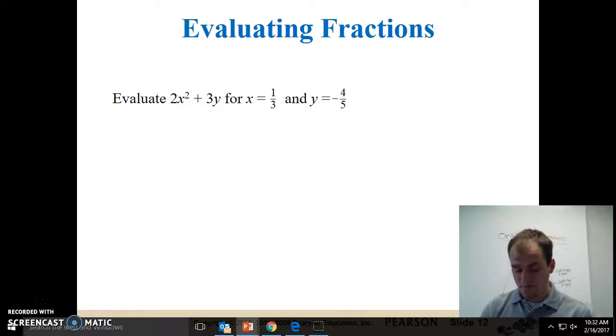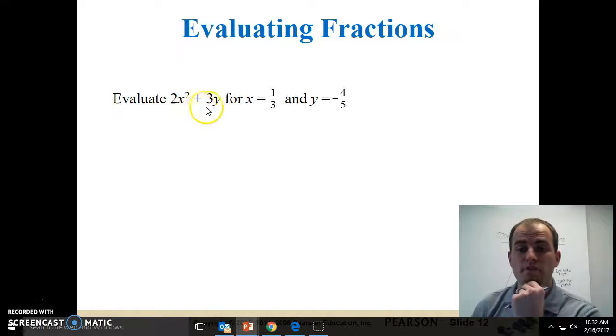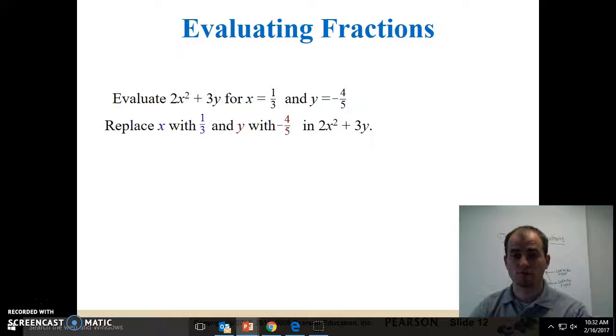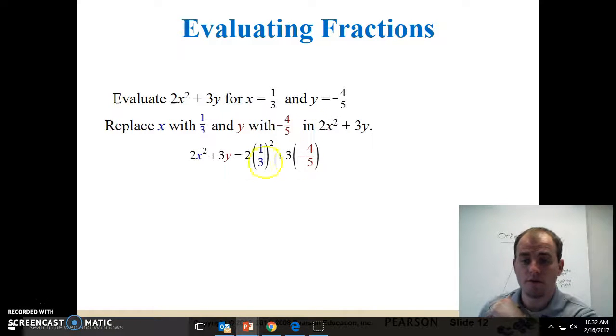And then finally, number 3, evaluate 2x squared plus 3y, for x is 1/3 and y is negative 4/5. So again, plug those in. When you plug those in, it would look like this. Remember, when you plug them in, put them in parentheses. So 2 times 1/3 squared plus 3 times negative 4/5. What should we do first? Should we multiply, exponents, add, or multiply?